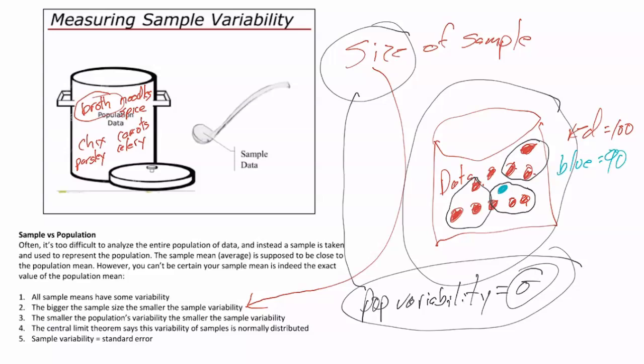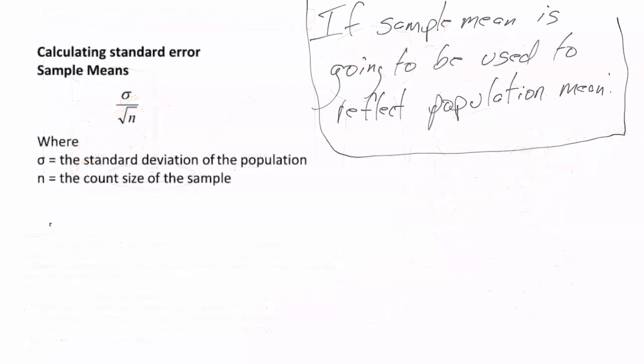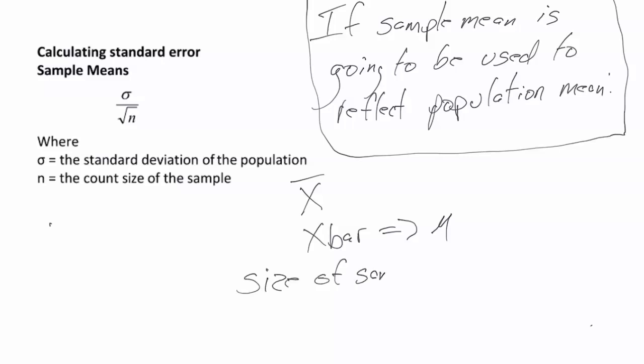Now let me clear up the screen and bring back a formula that I showed you just earlier before the story started. If your sample mean is going to be used to reflect the population mean, and remember, sample mean, the way that we represent that is x bar, but if x bar is to reflect your population mean, which is reflected as mu, there's a couple of things that we need to consider. We need to consider the size of the sample, reflected by the term n, number of data points.